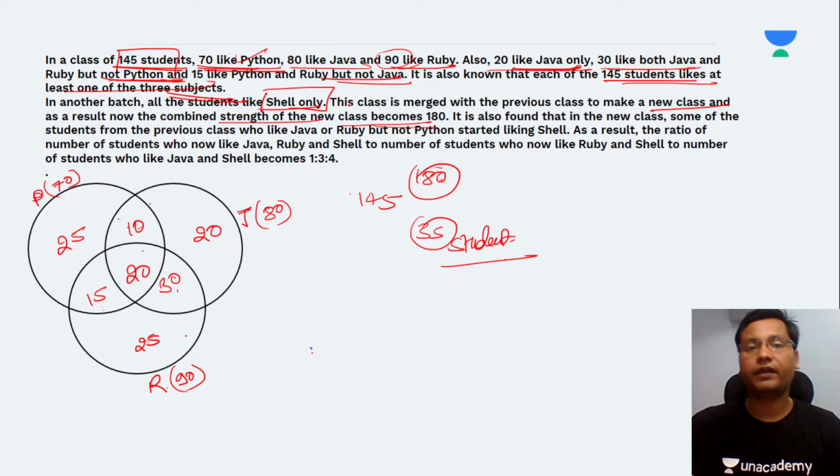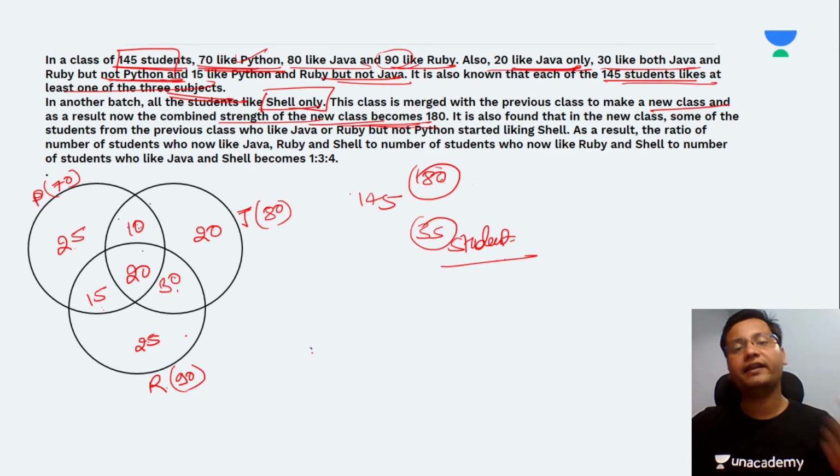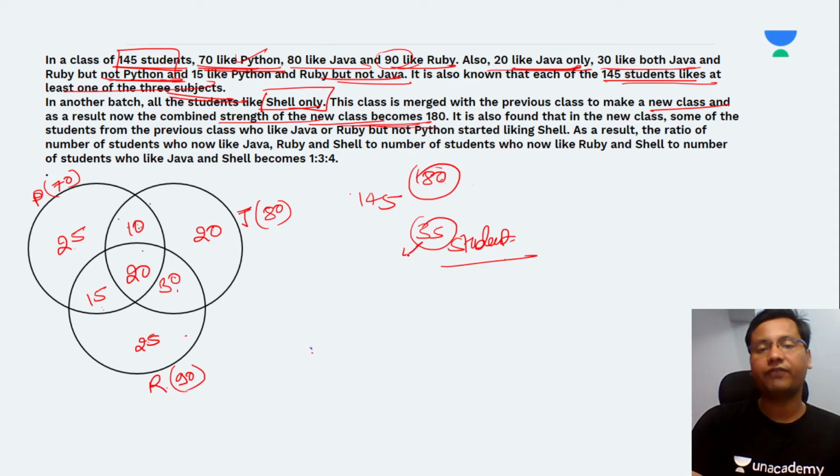Read it further. Okay, this class is merged with the previous class to make a new class, and as a result, the new combined strength of the new class is 180. So this become 180. So the students, the batch who like only Shell, the strength of that batch is 35. Okay, now it is also fine that in the new class, some of the students from the previous class who like Java and Ruby but not Python.